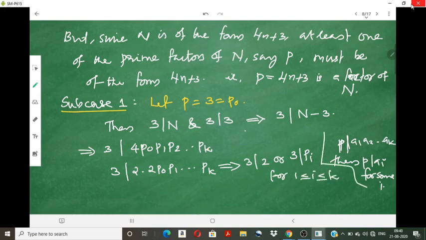Now we consider whether these cases are possible or not. 3 does not divide 2. We know 3 and 2 are primes, and similarly 3 does not divide pi since each pi is a prime number. So this is impossible.